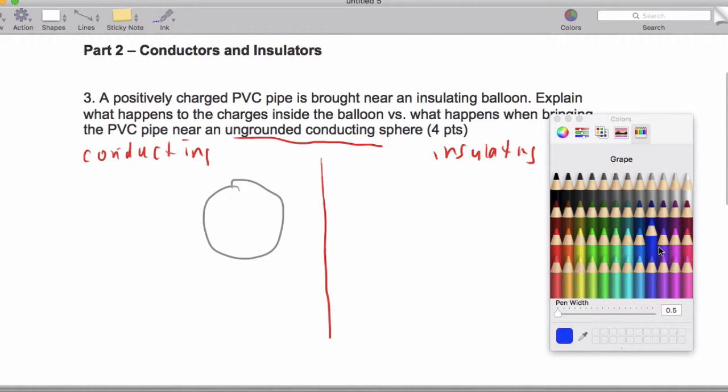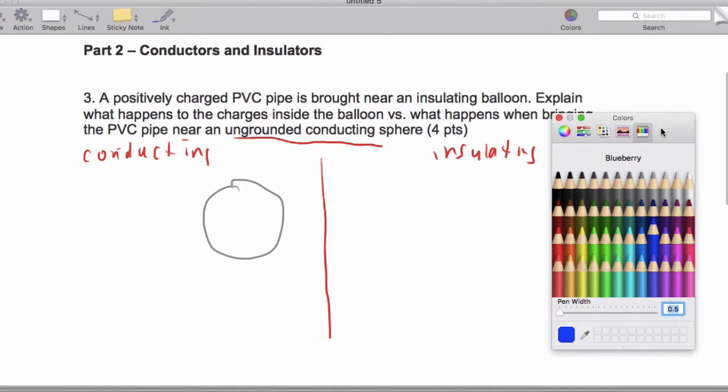Now what's going to happen is this. Let's do the positively charged PVC pipe. So here's our PVC pipe. I'm going to draw it like this. Look at that. Such artistic ability, Mr. Abdullah. Wow, that looks just like the PVC pipe. There we go. Now we're going to have it all positive like this.